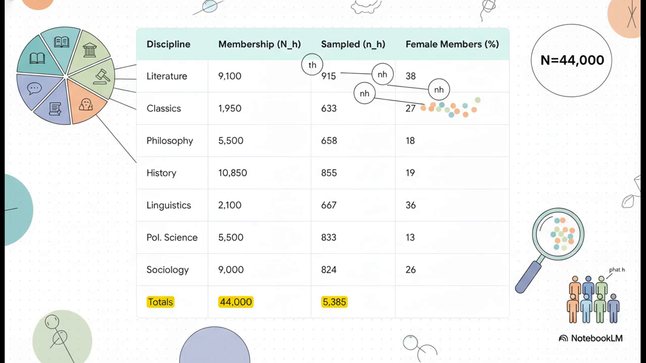So here's our data. On the left, those are our 7 strata, the different academic fields. That membership column, that's our capital N sub h, the population size for each group. Sampled is our little n sub h, our sample size. And that last column is the sample proportion of female members they found in each discipline. That's our p hat sub h. We have every single piece we need to solve this puzzle.